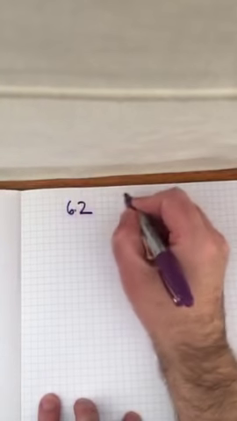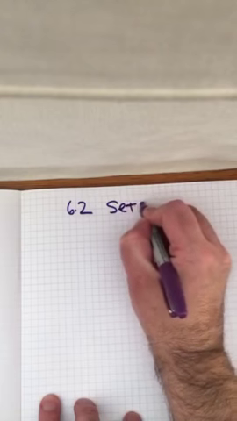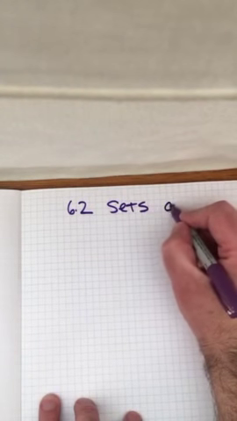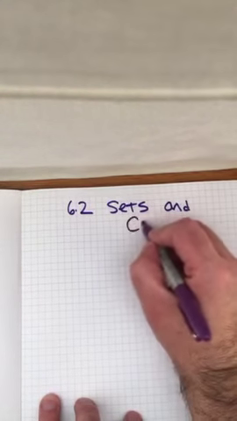Okay, welcome everybody. Some Math 101. We're going to cover chapter 6.2 here. This has to do with sets and counting. This is from the textbook, 6.2, sets, counting.